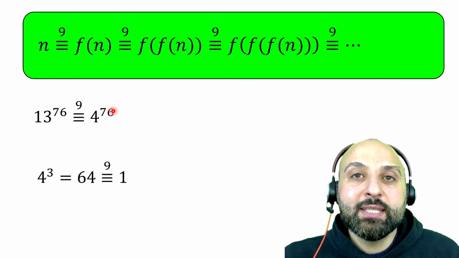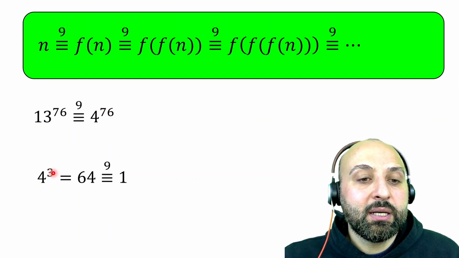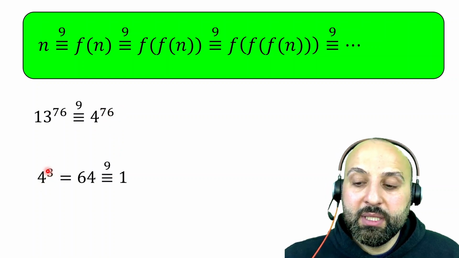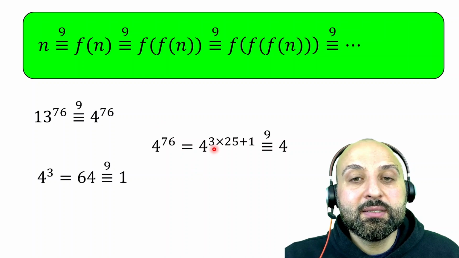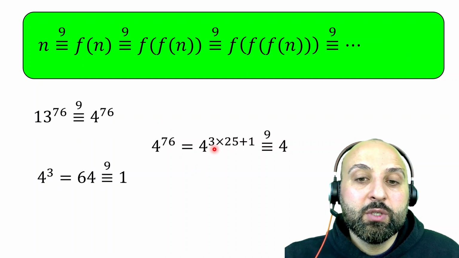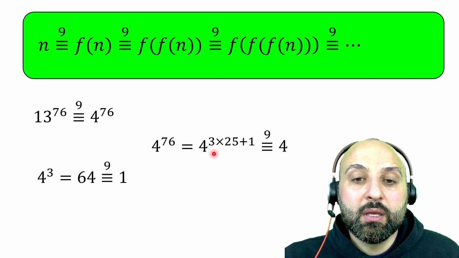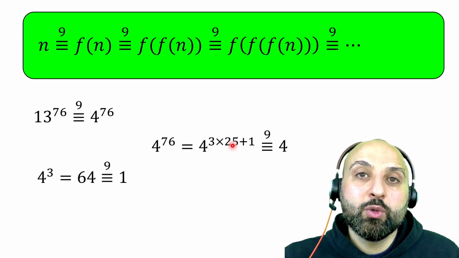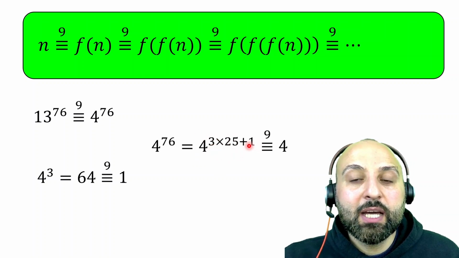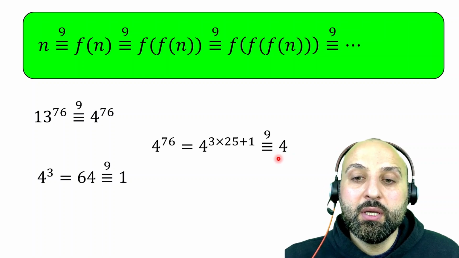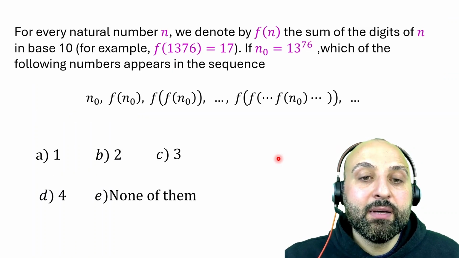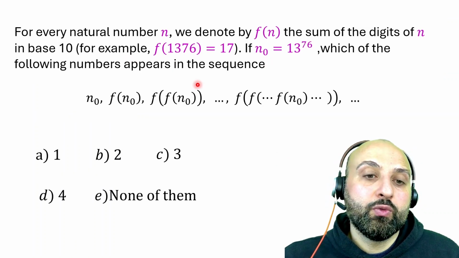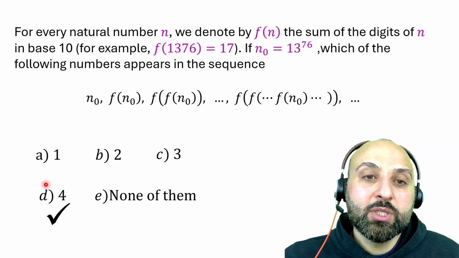So I'm going to write 76 in terms of multiples of 3, basically. We can write 76 as 3 times 25, which is 75, plus 1. But 4 power 3 modulo 9 is 1. So 4 power 3 times 25 modulo 9 is 1. And then we have another 4, so it becomes 4. Therefore, the single digit that we have in this sequence will be equal to 4. So the correct answer will be option D.